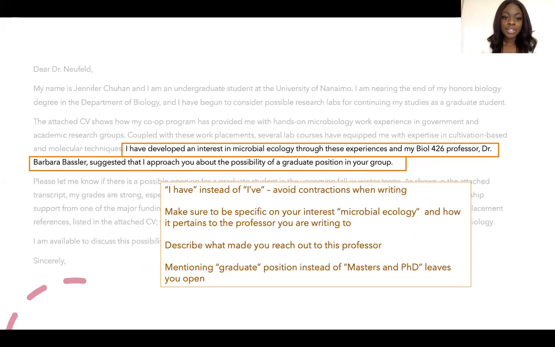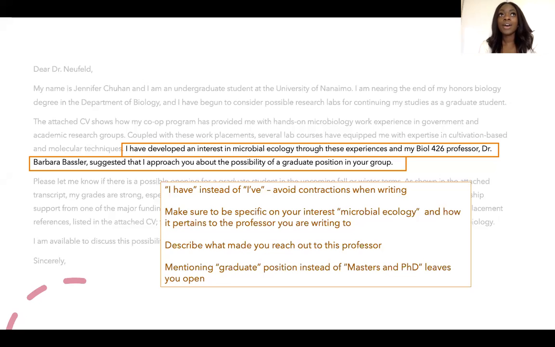In the next section, she says, I have developed. She didn't use contractions. She didn't say I've developed because in scientific writing, you don't really use contractions. So you should write this as if you're writing a scientific paper, right? So say I have instead of I've. And make sure that you're specific about your interests. She specifically said microbial ecology, not just biology, not just microbiology. So make sure that you say specifically.